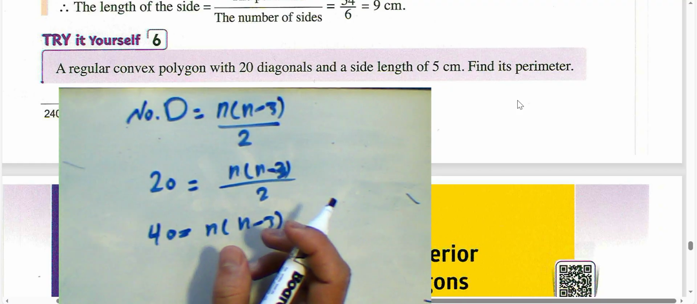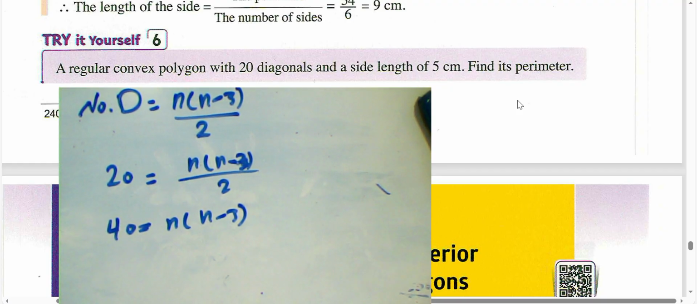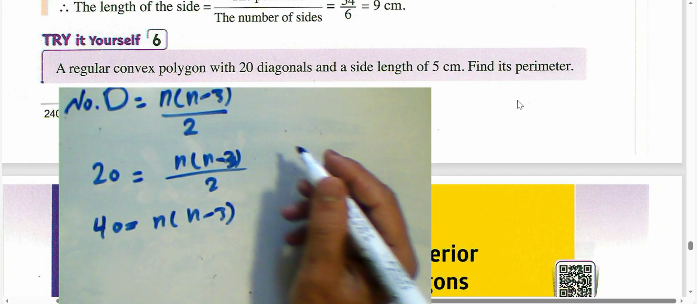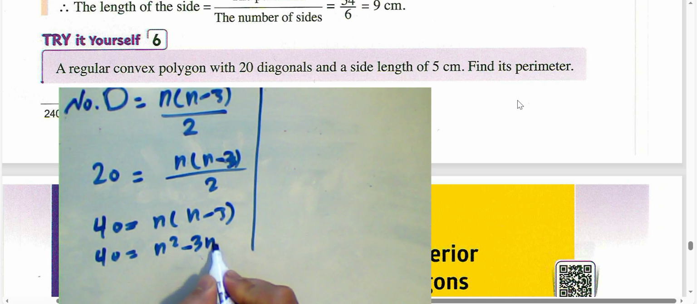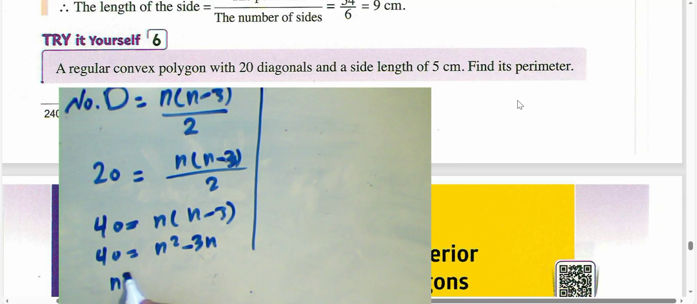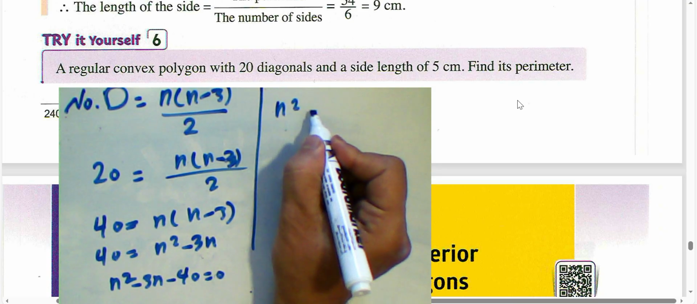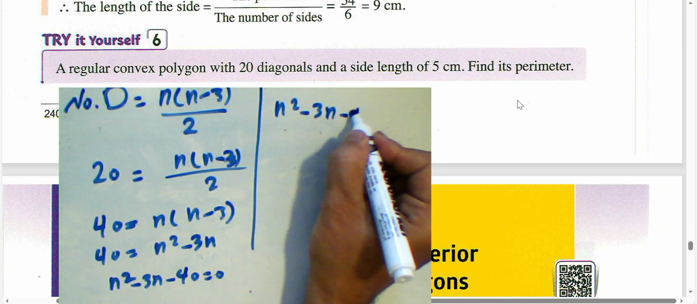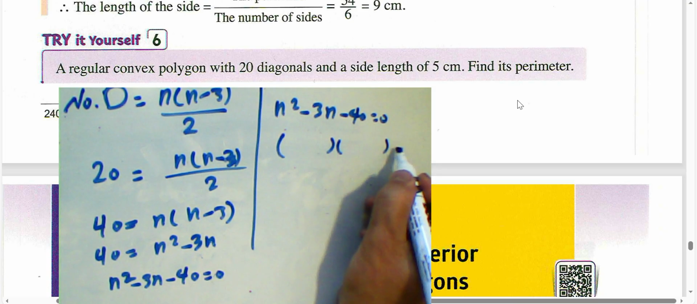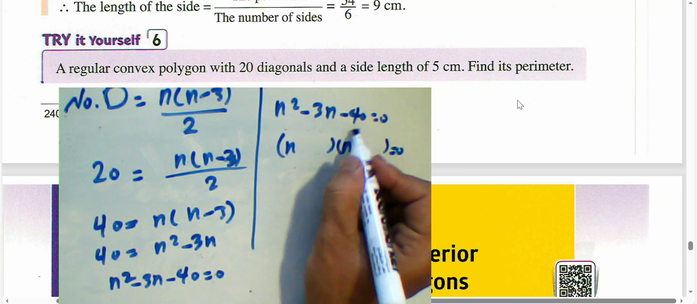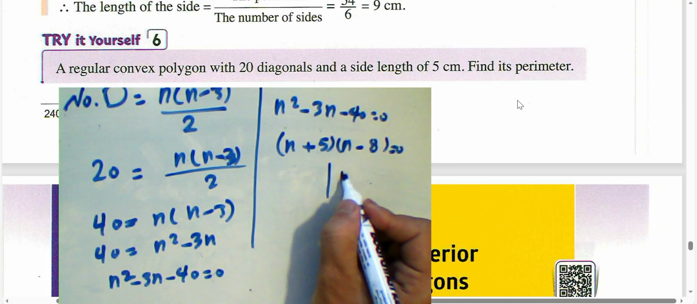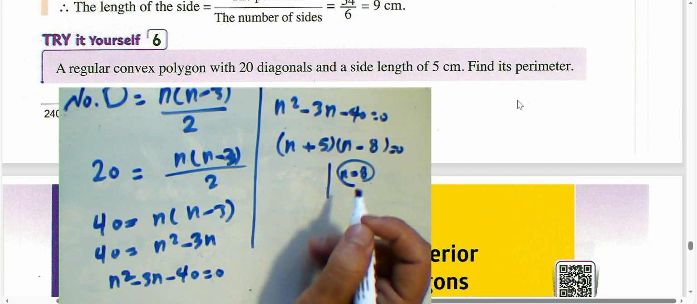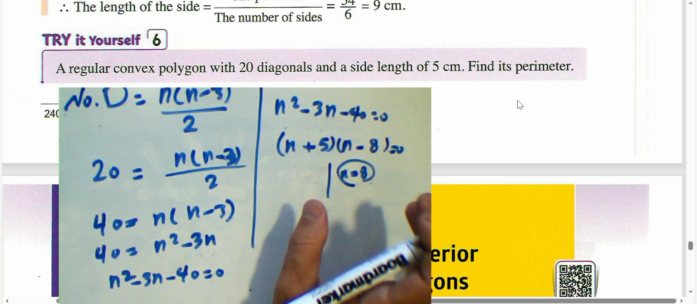Or you can think about this example another way. Look here. 40 equals n times n squared, 3 times n is 3n, and then write n squared minus 3n minus 40 equals 0. Then you can factorize: n squared minus 3n minus 40 equals 0. Open brackets, n and n, and we have 5 times 8 is 40, and 8 will be negative and 5 positive. Then the number of sides will be 8, because n equal to negative 5 is impossible. Then we have 8 sides.